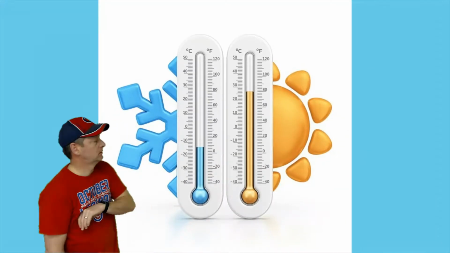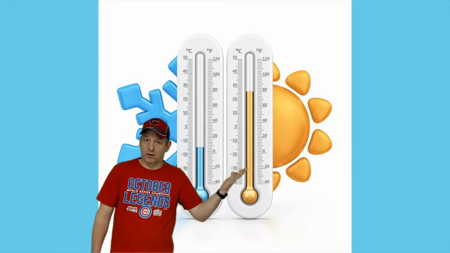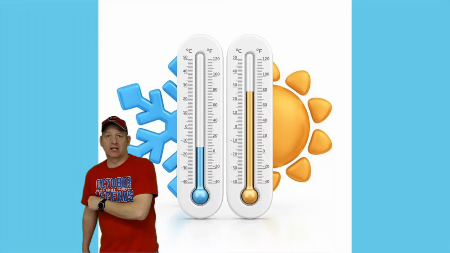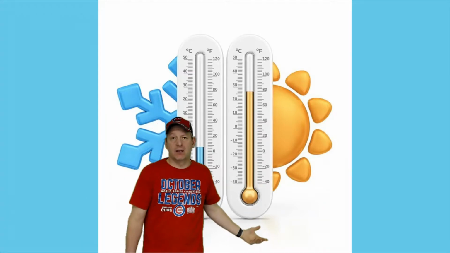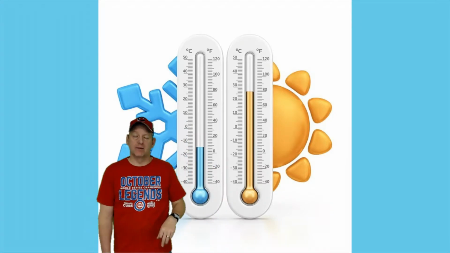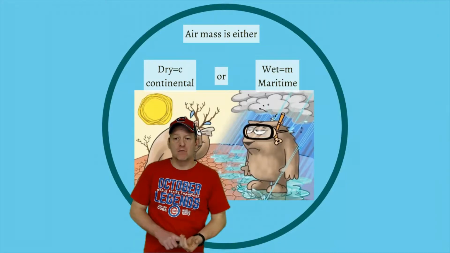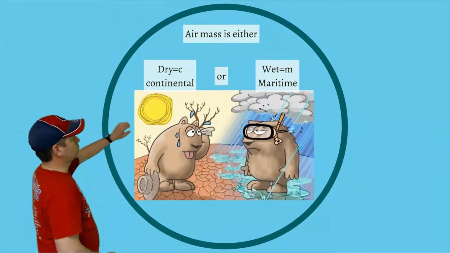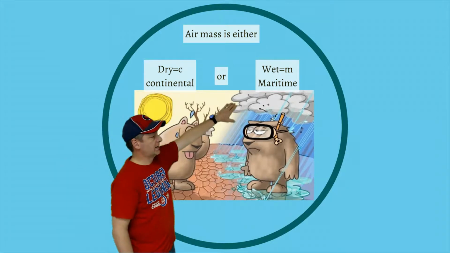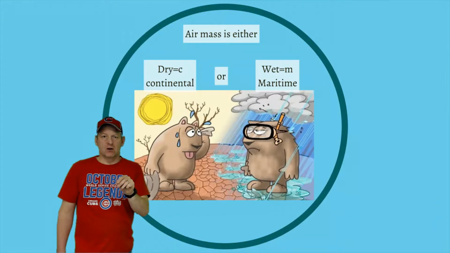Here's another little diagram here, okay? If it's cold, then we're going to give it one name. If it's hot, we're going to give it another name. Same with the humidity. If it's wet, we'll give it one name, and if it's dry, we'll give it another name. So there's going to be some name memorization here, but it's not that hard. It's actually pretty simple here. So an air mass is either going to be dry or it's going to be wet. So let's take a look at this. Here are a few things for you to note on this.